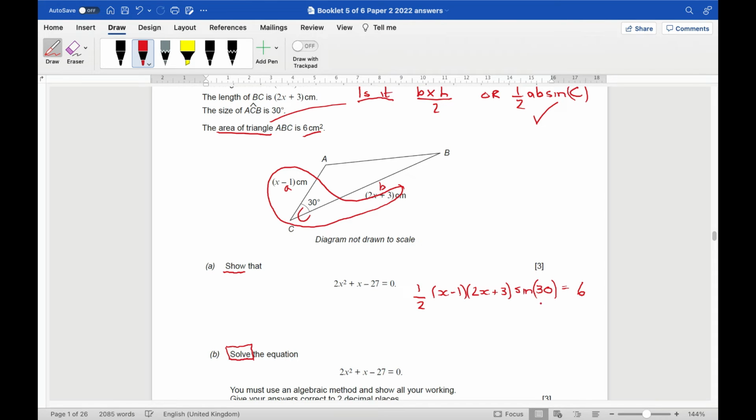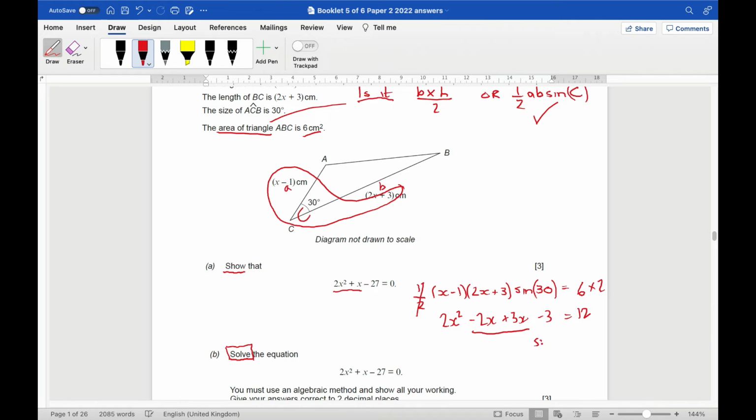Now, if you expand the double brackets, ignore the half. Well, first of all, the half, right? Take that over. Times that by 2. And that's that gone. If we expand the double brackets, we're going to get 2x squared. We're going to get minus 2x and plus 3x. Nice. So that's that. But I'm also going to get minus 1 times 3, so minus 3, right?